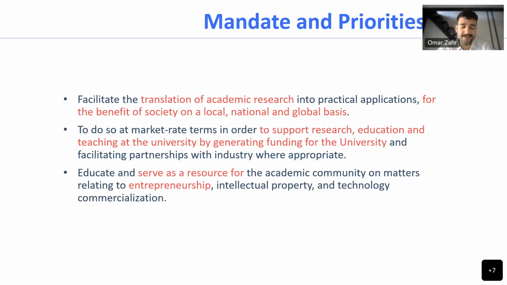So what you'll typically see in the written mandate of a university technology transfer office is that its mandate is to facilitate the translation of academic research into practical applications, often to the benefit of society on a local, national, and global basis. To do so, and this is where you might see some commercial terms, at market rate, in order to support research, education, and teaching at the university by generating funding. As I mentioned in the previous webinar, the generation of revenue based on research is not something that universities have very successfully done worldwide, but it does remain one of the key performance indicators of the office. It's just subjugated to things like translating academic research and proliferating it, as well as attracting researchers.